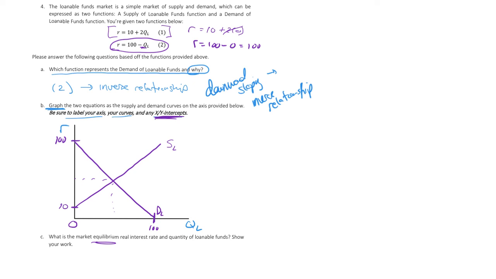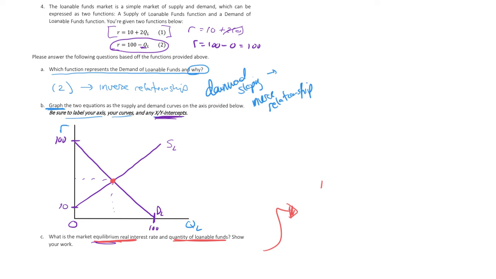So now let's go ahead and do the equilibrium real interest rate and quantity of loanable funds. I'll do that in red, just that way we can kind of show things a little differently. I'm going to pull it over here to the right where we have some more room, and this point right here is my equilibrium, and that's where those two things are equal.